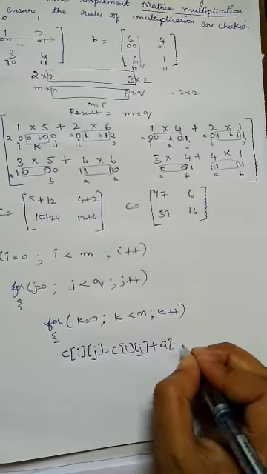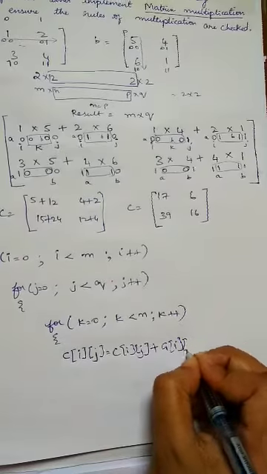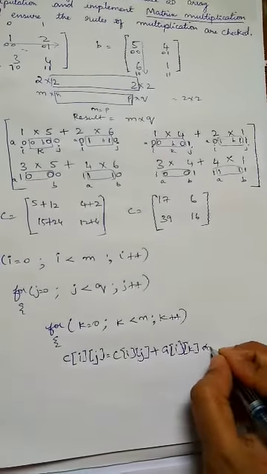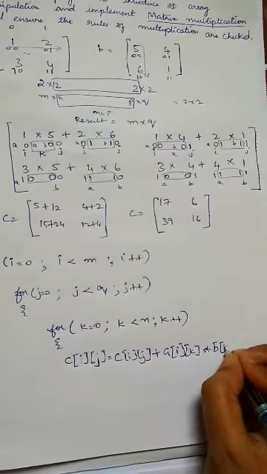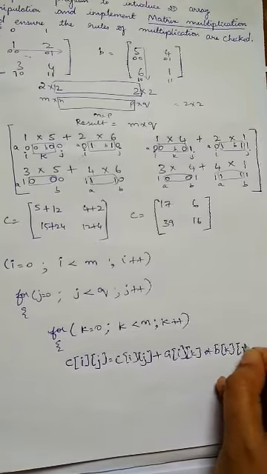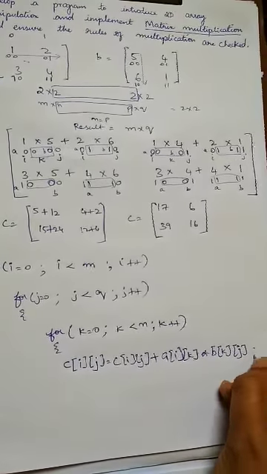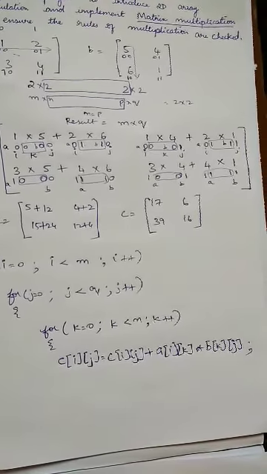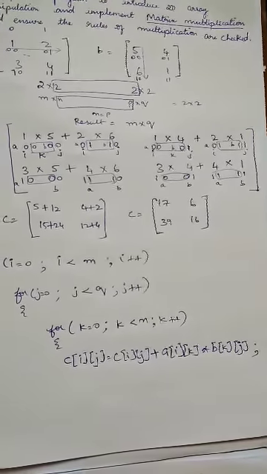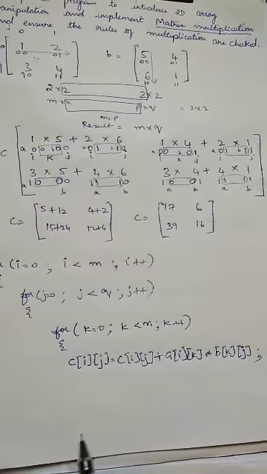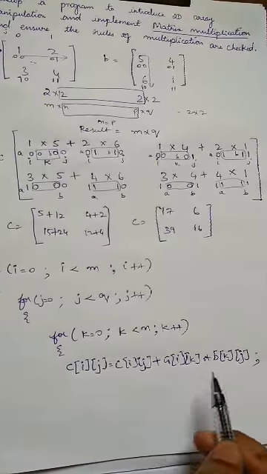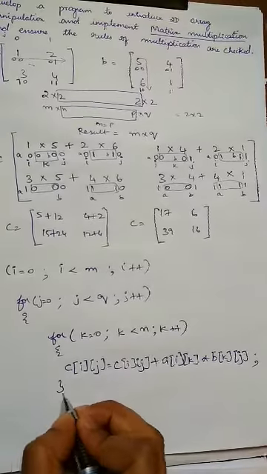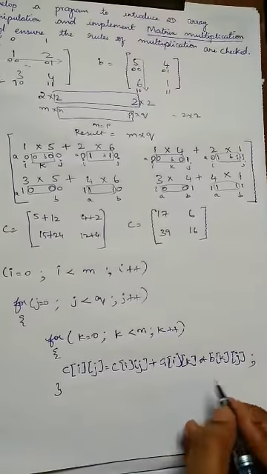plus A of ik into B of kj. So I have to be very careful in this. Only this line is very important in order to compute the matrix multiplication. The program looks to be very long, but it's very simple. Only these 3 for loops and this line, if you write properly, it gets the correct result.